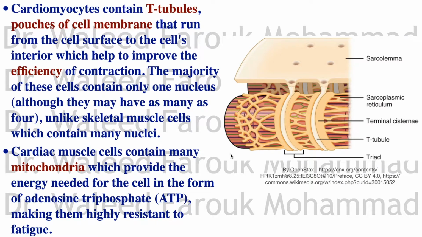Also, the cardiomyocytes have T tubules. They are pouches of the cell membrane, as you can see here. The T tubule lies between two terminal cisternae. The T tubule runs from the cell surface to the cell's interior to ensure efficiency of contraction. Unlike skeletal muscle cells, the majority of cardiomyocytes contain only one nucleus, not multinucleated like skeletal muscles.